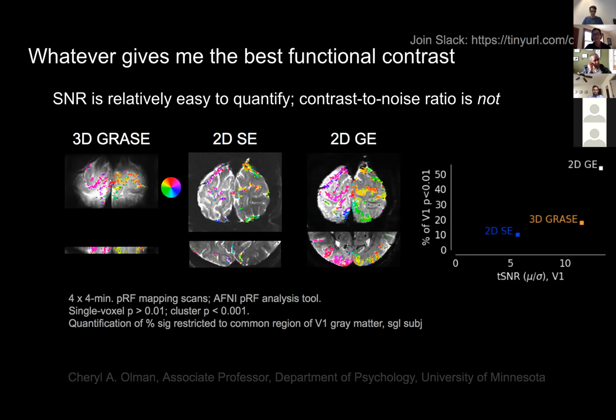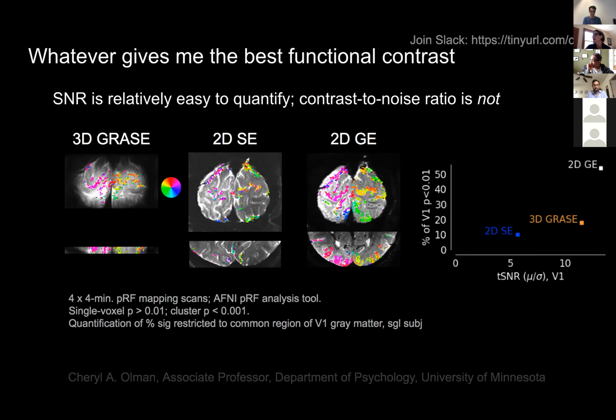So what I do is I take a task that I know, here's a PRF mapping task, and I run it in the same subject in the same region of interest with the different pulse sequences that I'm comparing. And then I'm calculating the fraction of the voxels in primary visual cortex that were modulated at a P less than 0.01 level.